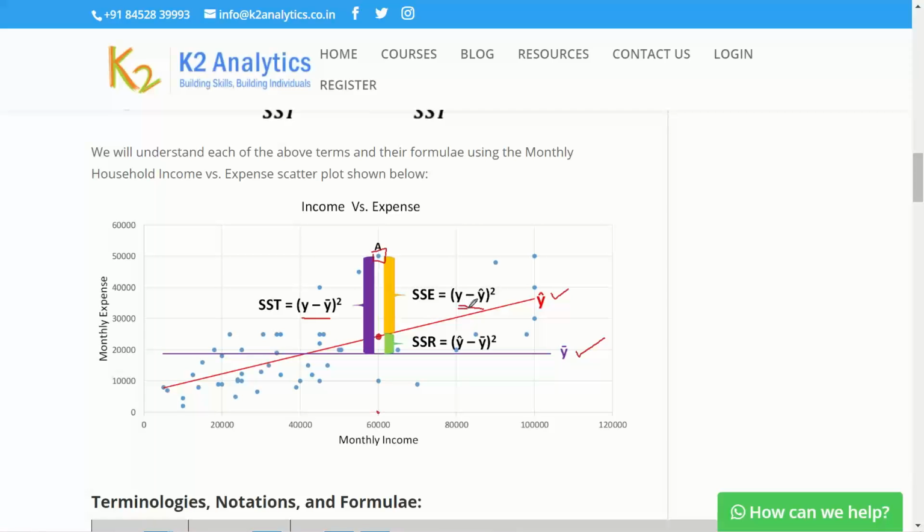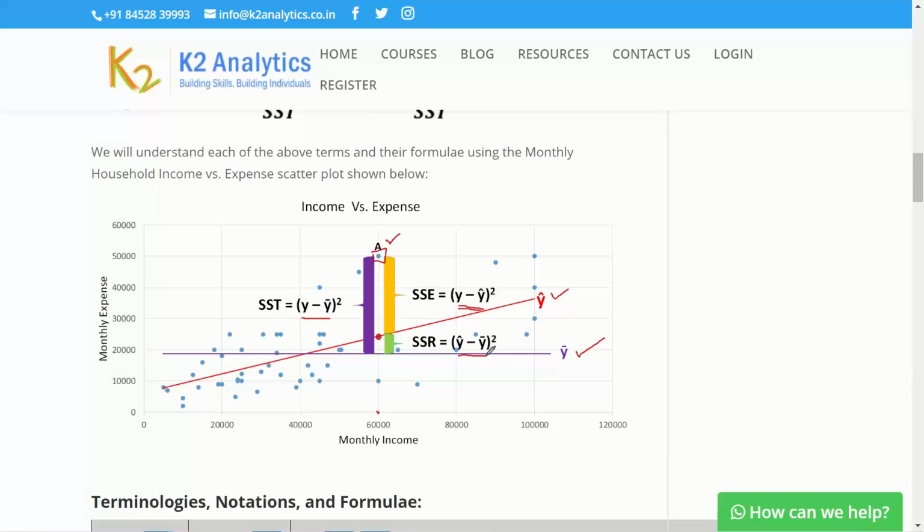This is the error which is still left. Visually you can see for this particular household A, earlier my error y minus y bar was too big. Now because of the model, the error which is in yellow color is less. How much error have we reduced? The amount of error we have reduced is y cap minus y bar.